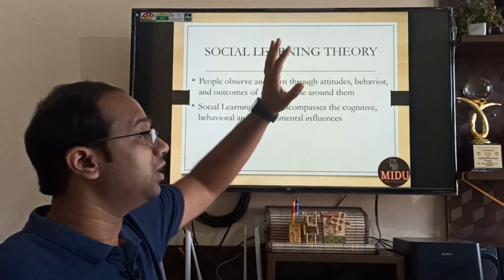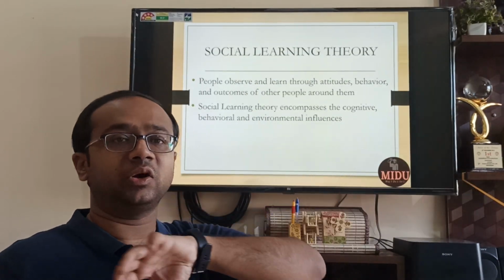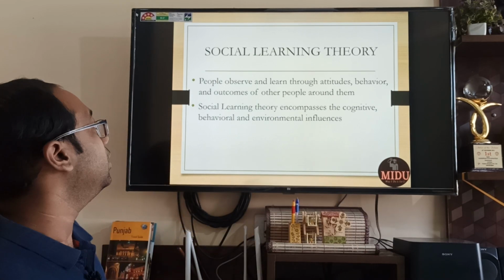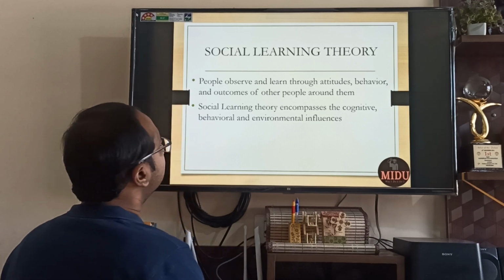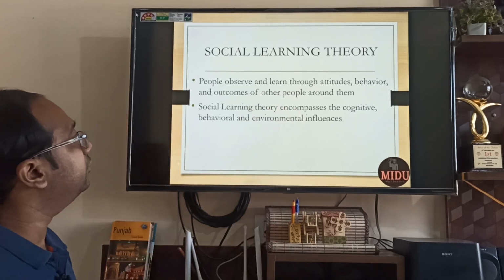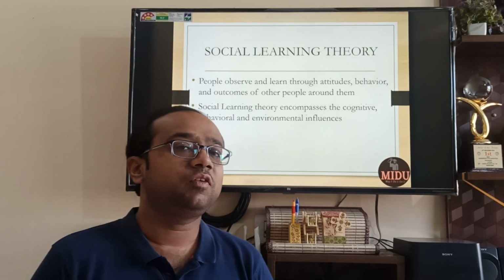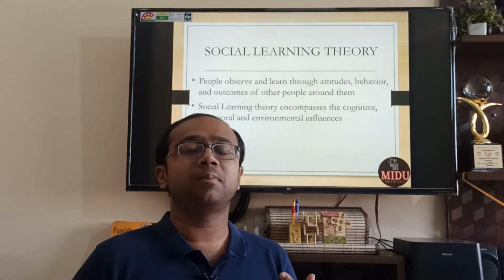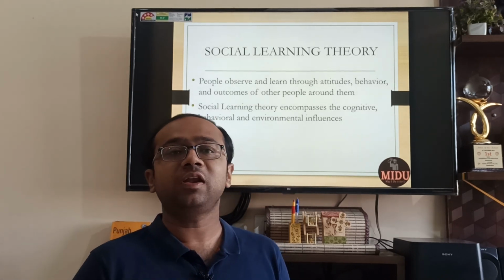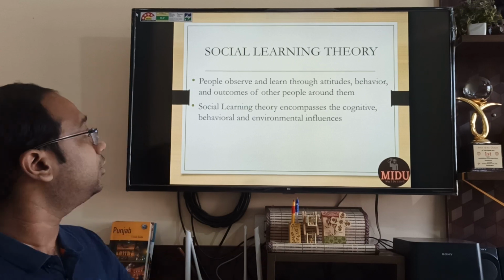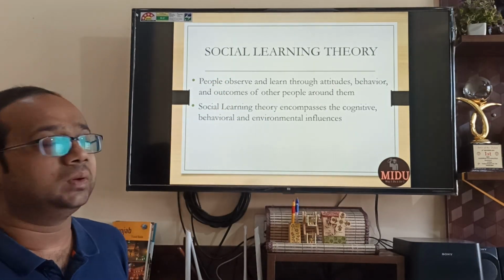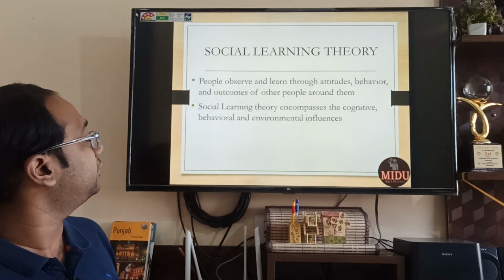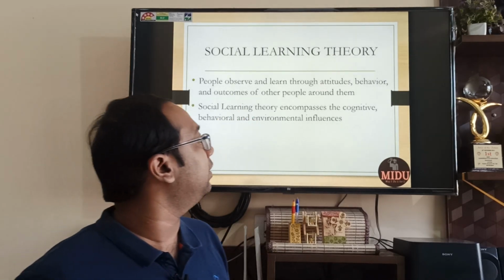As the name suggests, learning through your social circle, your environment, things around you. People observe and learn through the attitudes, behavior and outcomes of other people around them. That is known as social learning theory. So see, whenever you are going, you will meet many people, you will interact with them and you will learn something. That is the core idea, or I would say the main premise behind the social learning theory. Social learning theory encompasses the cognitive, behavioral and environmental influences.